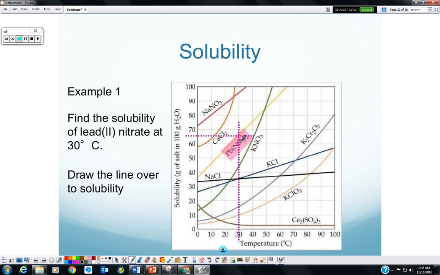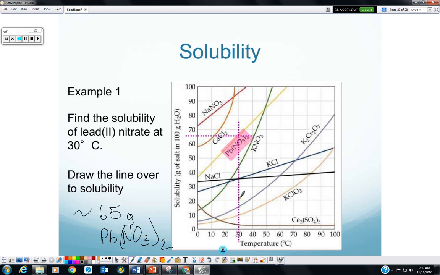All right, so about how much lead nitrate can dissolve? About 65 grams. So I would say on my answer on the test or something like that, about 65 grams of Pb(NO3)2 will dissolve in 100 grams of water at 30 degrees Celsius. All right? So, does that make sense how to read that?